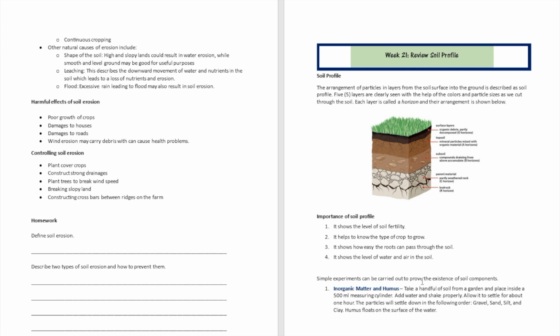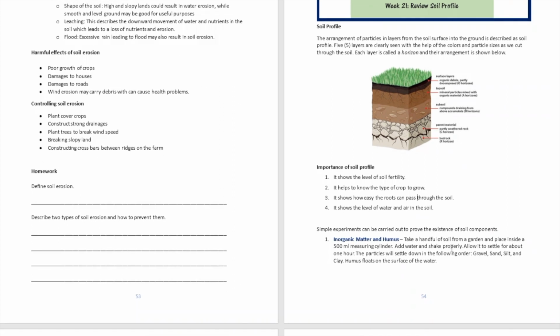So here's a simple experiment that can be carried out to prove the existence of soil components. Take a handful of soil from your garden and place it in a 500 milliliter measuring cylinder, add water and shake it properly, and allow it to settle for about an hour. The particles will settle down in the following order. You're going to see gravel, sand, silt, and clay. And humus floats on the surface of the water.